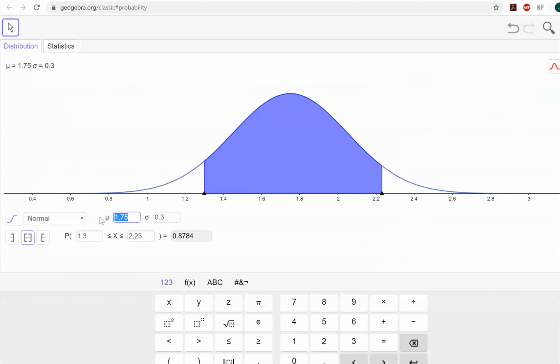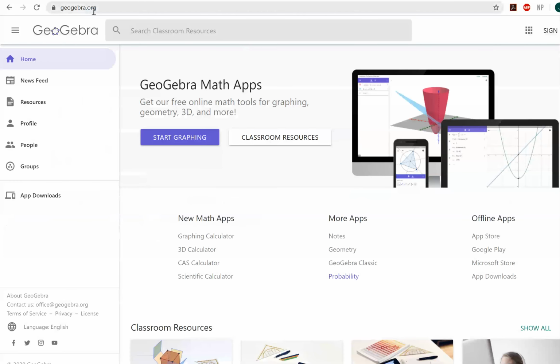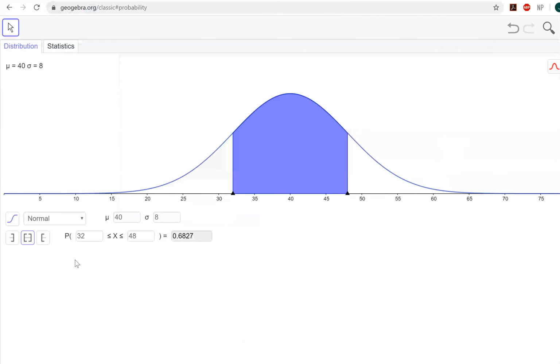So we'll have our mean of 40, standard deviation of 8. This is in the same window that I was using in that previous video, so you don't need to go anywhere special. It's the same thing: go to GeoGebra, more apps, and probability, edit your mean and standard deviation. Because this is the lowest 10%, this will be left-sided.